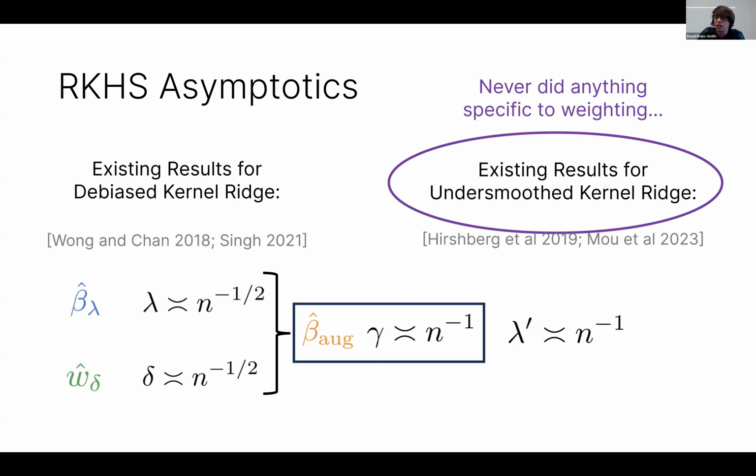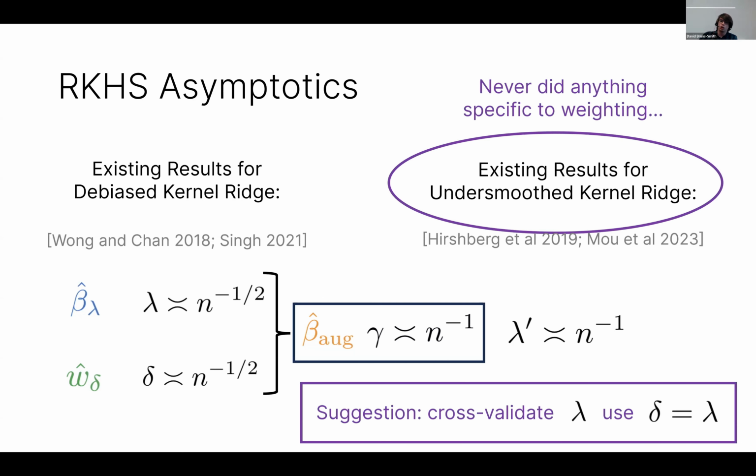One thing that I thought was interesting is that this undersmoothing result never thought hard about the weighting problem. So it never thought hard about modeling the density ratio or the propensity score. It never showed that you needed to converge to something that looks like the propensity score, but you still managed to get asymptotic normality and semiparametric efficiency. And so that led us to this idea that, well, you can just cross-validate lambda and then just set delta equal to whatever hyperparameter you used for the outcome model, and you're going to have the right rate for debiasing. And it turns out that this works really well.